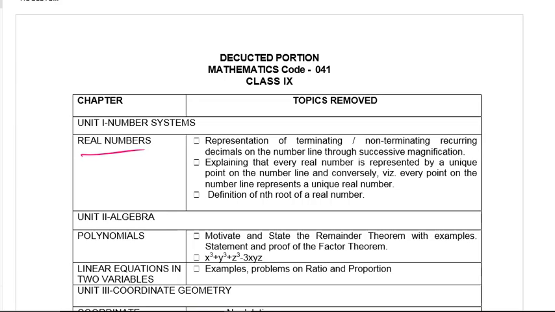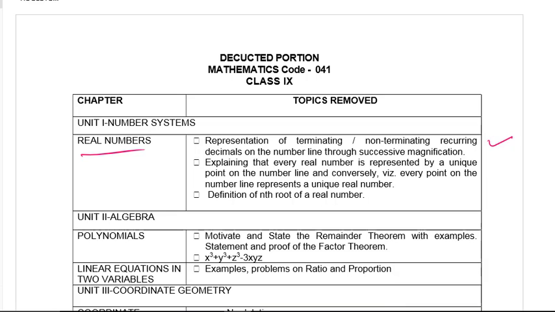Those students who have already done this know what representation of terminating, non-terminating, recurring decimals on the number line through successive magnifications is. Those who have not done it, then while going through the chapter, just see to it that this topic is not needed from the board point of view.